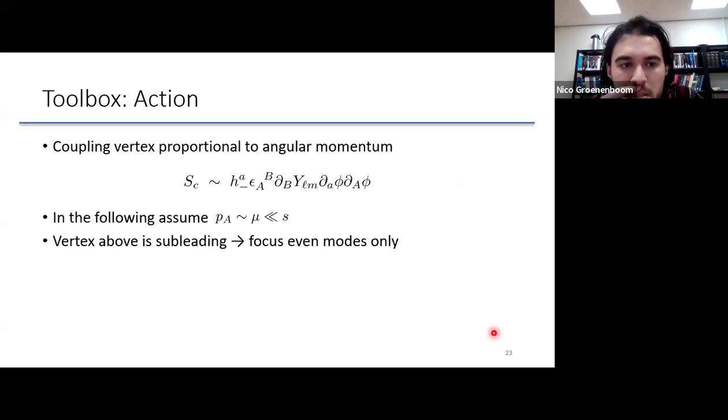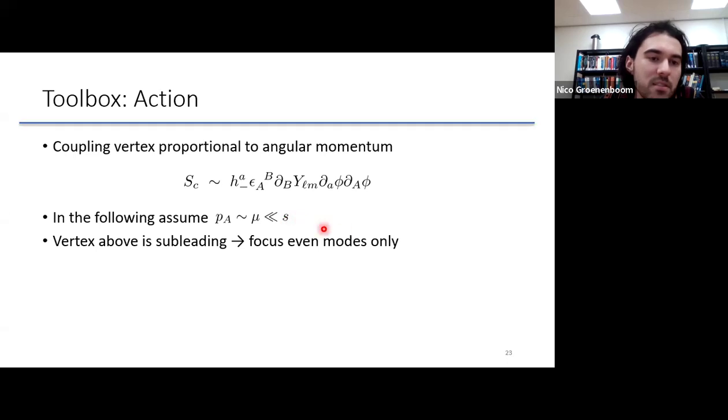So the coupling vertex of the odd modes still couples to the scalars, and this coupling is proportional to the angular momentum. So the light cone H couples to the angular derivative of the scalar. And in order to simplify the system, we will assume that this angular momentum is small. It will be of the order of this effective mass. And we'll see later why this effective mass is a reasonable order of magnitude, which we assume to be much smaller than the center of mass energy.